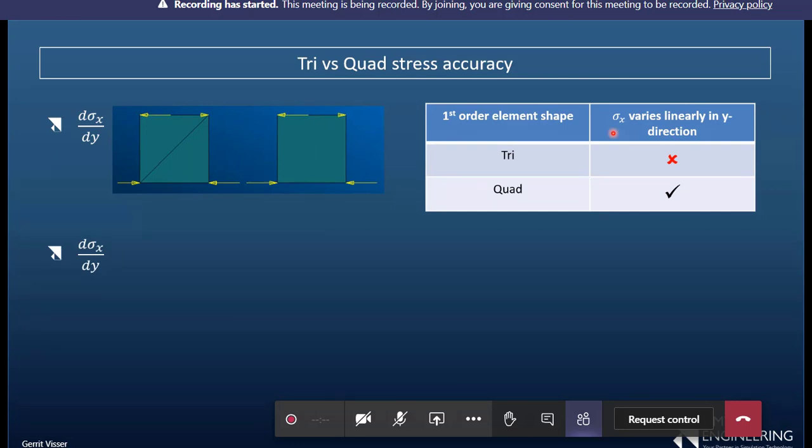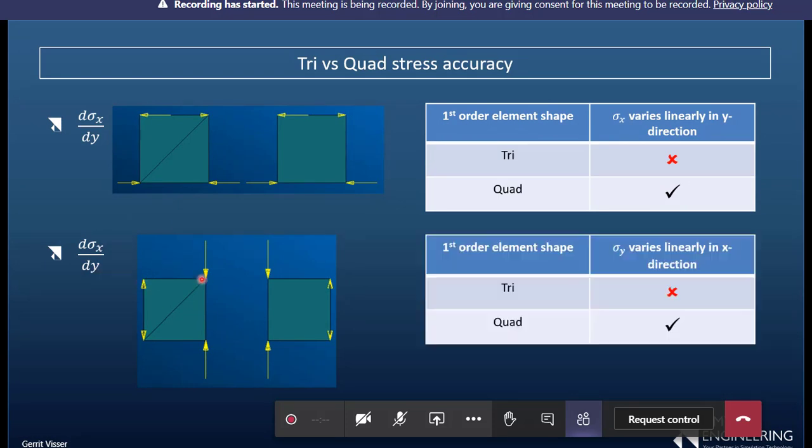Again, if the element was perfect, it can actually get exactly that stress state. Just the same, there's now for a d sigma, sorry, there's a mistake, it should be d sigma y dx. In other words, the stress in the y direction varies in that direction. And again, the quad can represent it, the tri-element cannot represent it. So the problem with this is for tri-elements, this model and this one have exactly the same number of nodes. It's got more elements, but it's a less complex element.